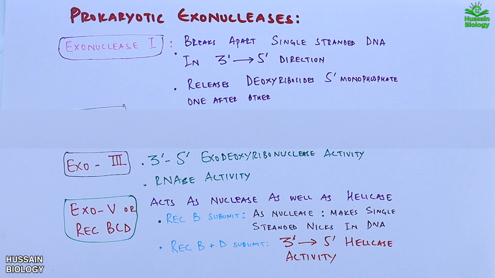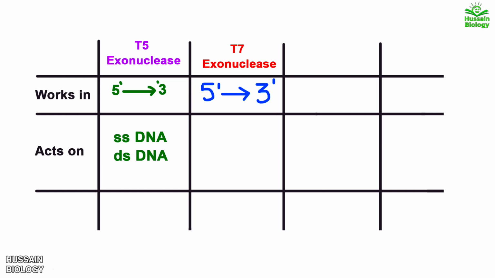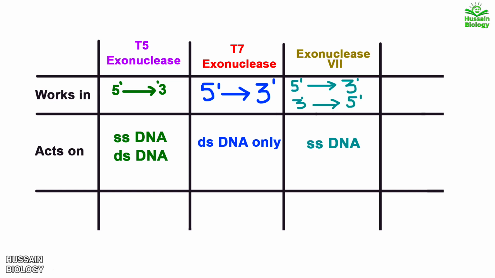Then we have other nucleases like T5 exonuclease, which degrades DNA in the 5' to 3' direction and can act on both single-stranded DNA as well as double-stranded DNA. Second is the T7 exonuclease, which degrades DNA in the 5' to 3' direction and shows activity on double-stranded DNA only. And the last important exonuclease is exonuclease 7, which can degrade single-stranded DNA from both ends, 5' as well as from the 3' end. So these are some important exonucleases from eukaryotes and prokaryotes.